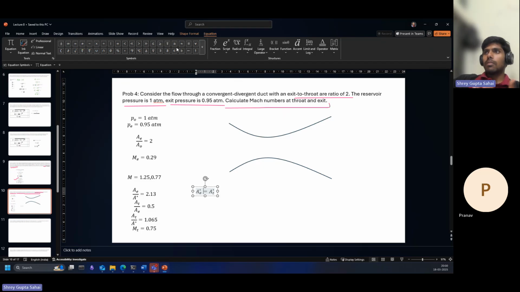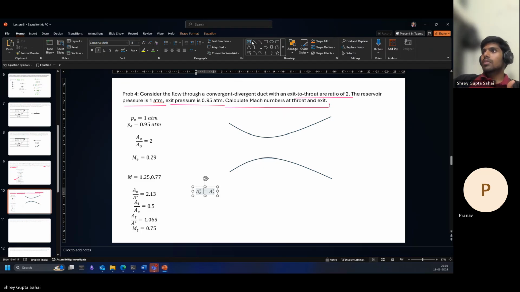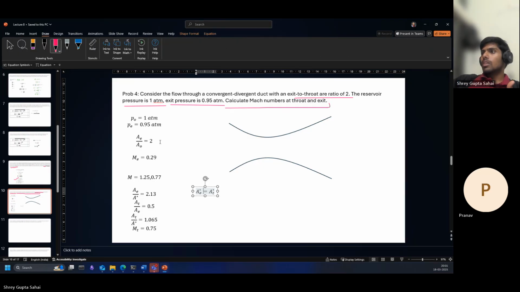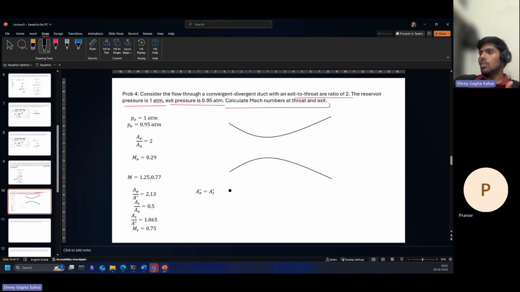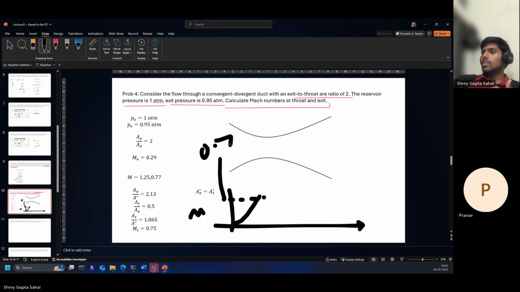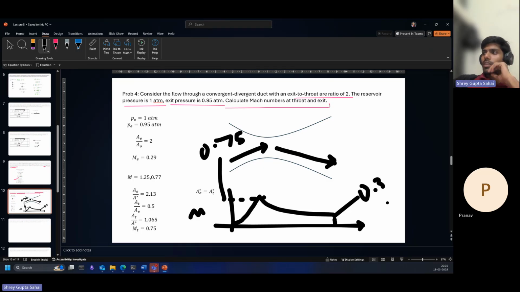So what would be happening is, if this is Mach number, it will be 0 at the reservoir. It will increase to 0.75, and then it will slow down, because again it's subsonic flow. So Mach number increases, but then decreases, and this value is 0.3. You get it, right?